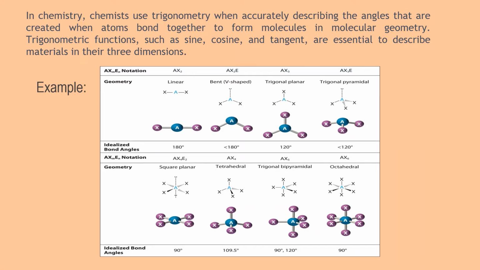In chemistry, chemists use trigonometry when accurately describing the angles that are created when atoms bond together to form molecules in molecular geometry. Trigonometric functions such as sine, cosine, and tangent are essential to describe materials in their three dimensions. Okay, now let's check out the example.